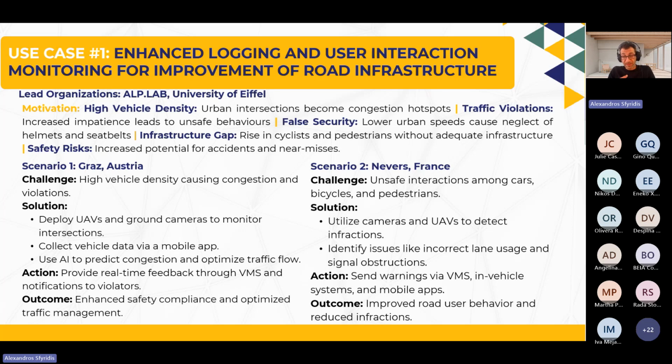And again, send warnings via the VMS, that's the variable message signs, or through mobile apps to alert road users. So that's use case 1.